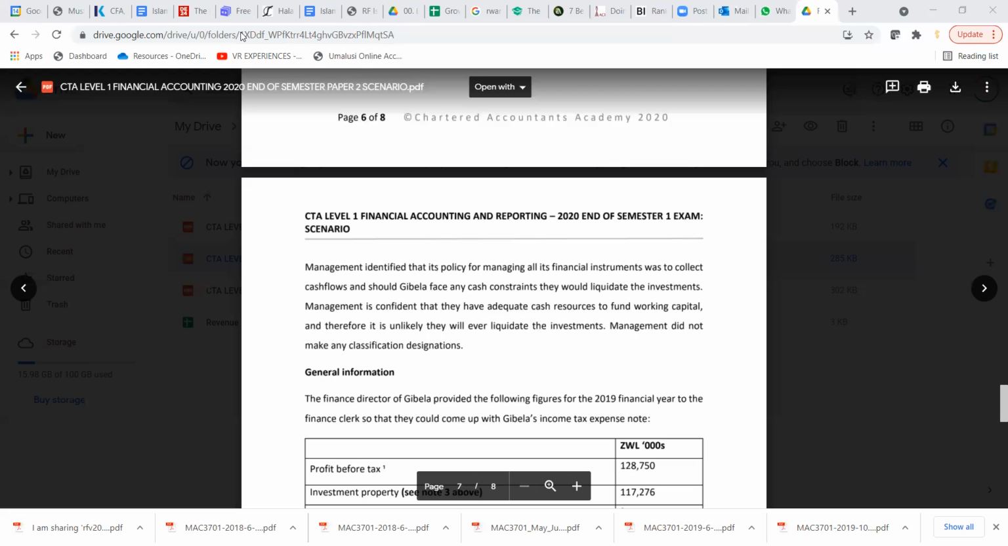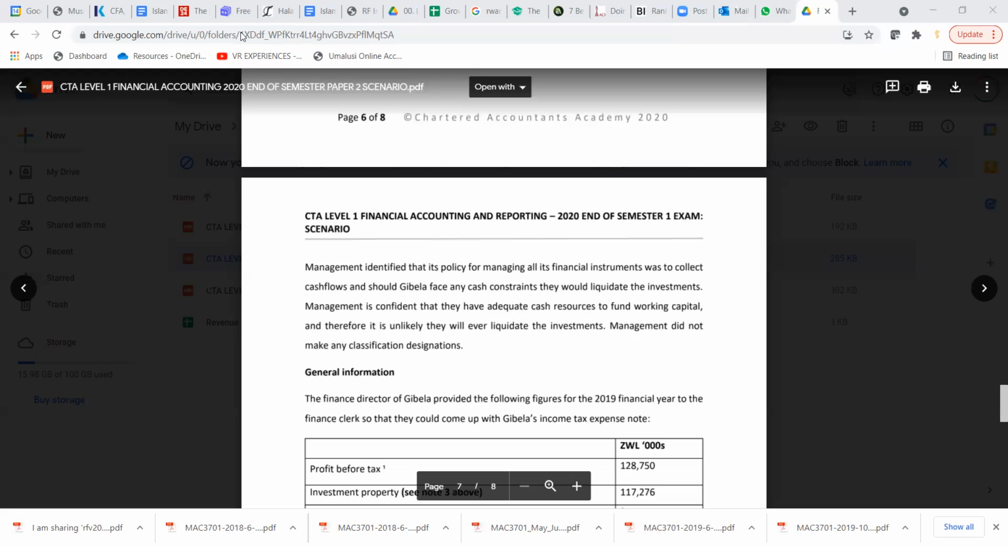Then we go to measured at fair value through other comprehensive income. I think someone can take over. There are two conditions that have to be met there. Okay, just tell me your name. I'm Nyson. Okay.